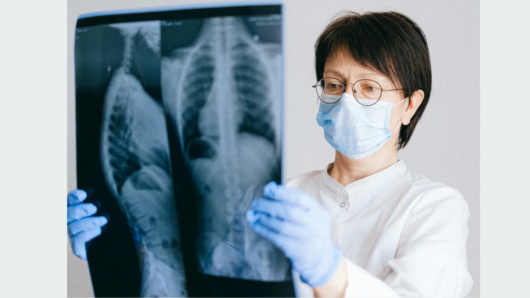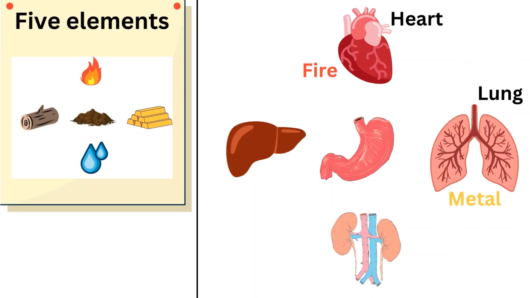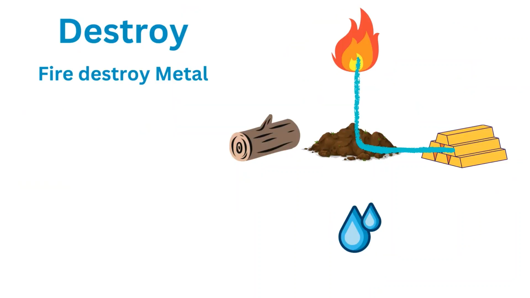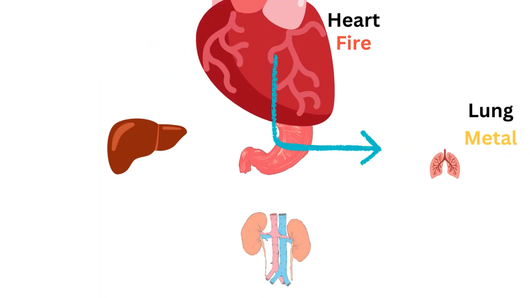Same case as lung disease. According to traditional Chinese medicine, human lungs are associated with metal, and heart is associated with fire. Book of Change said fire destroys metal, which also means heart fire represses lung metal. If lung becomes ill, the deterioration of lung metal causes heart fire to become overwhelmed. That's why pneumonia is life-threatening.